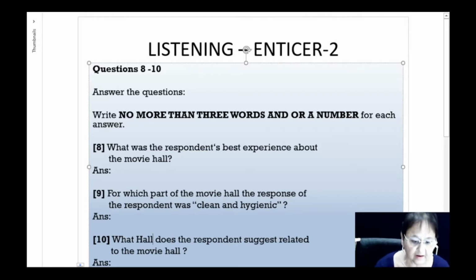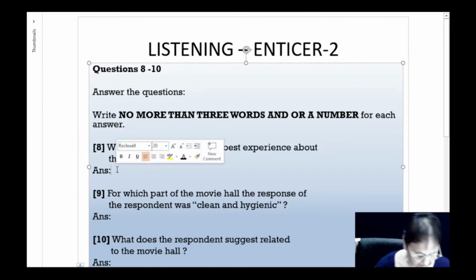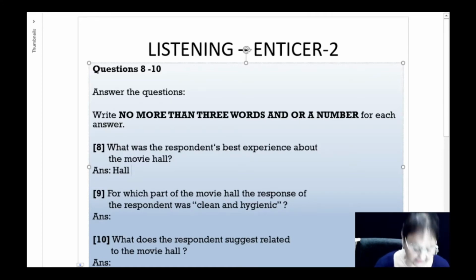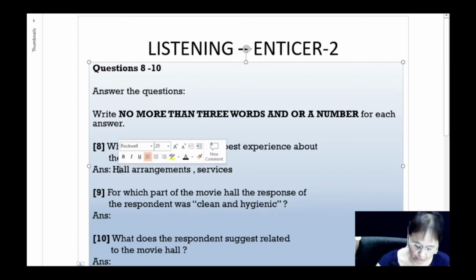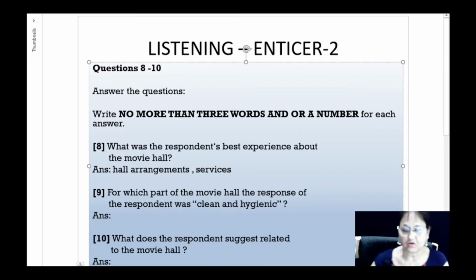Hall, oh, it came in the wrong place. Sorry about that. Right. Hall, arrange, comma, services. Now, is it necessary to write hall in capital H? No. So we have to write it in small.